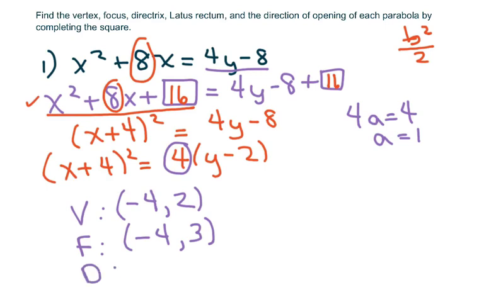Your directrix is just going to be y equals your k minus a, which is 2 minus 1, which is 1. And what else do we need? Opening. This is positive, and so it's going to open up. I did a video earlier with more details about standard forms, so please watch those. Did we get everything? Yes, so that's how you do that.